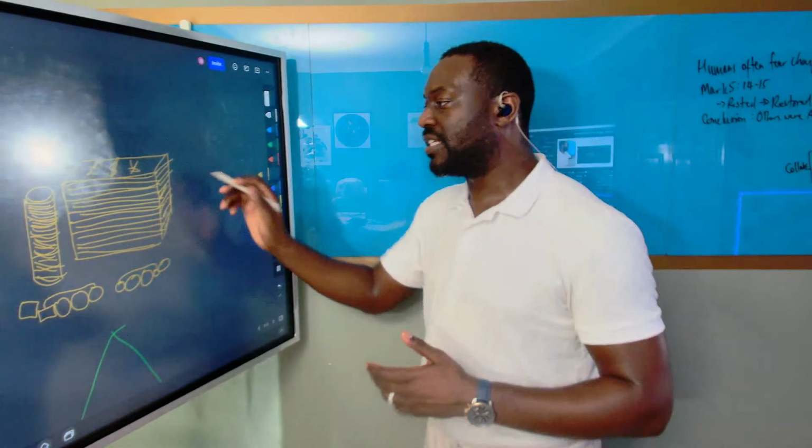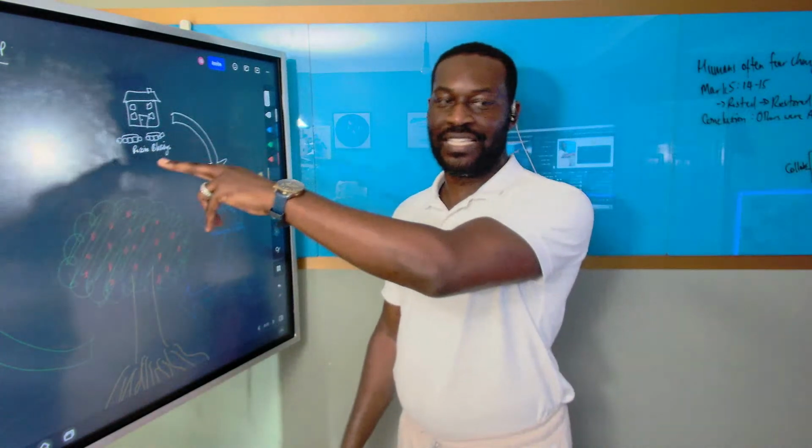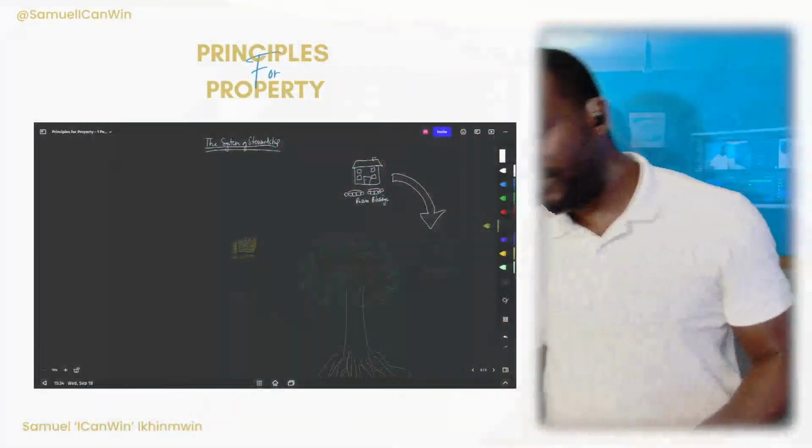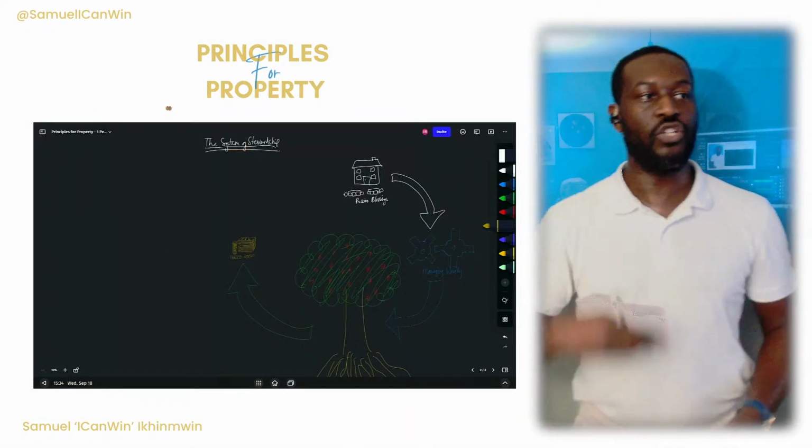The system of stewardship starts with you receiving a blessing and recognizing it's a blessing. Now, the moment you receive a blessing and recognize it's a blessing, guess what? You get yourself the opportunity to do something that no one else can do.